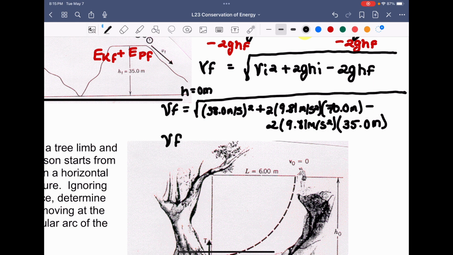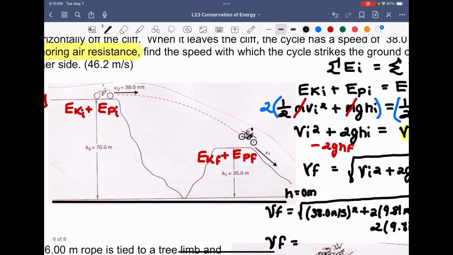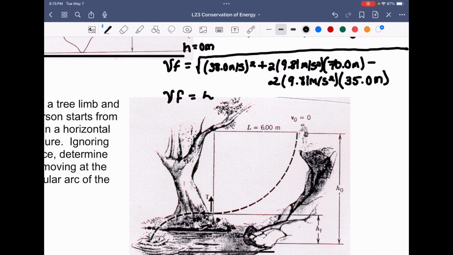And if we take the square root of this, we're going to find that the Vf is equal to, the nice thing is I'm going to cheat off my answer key here, 46.2, and we end up getting that as the final. So this is 46.2 meters per second.